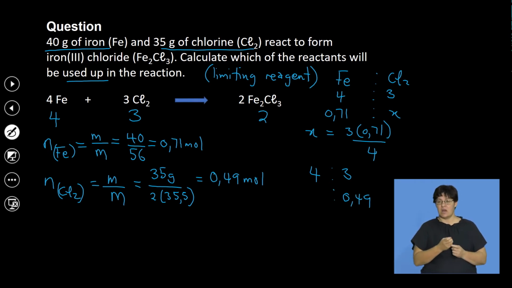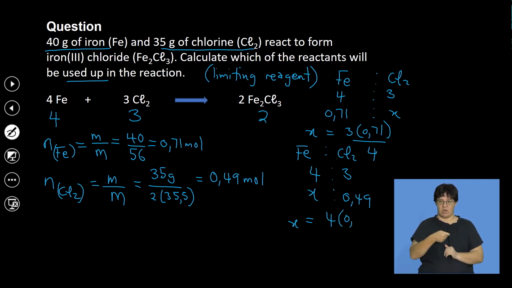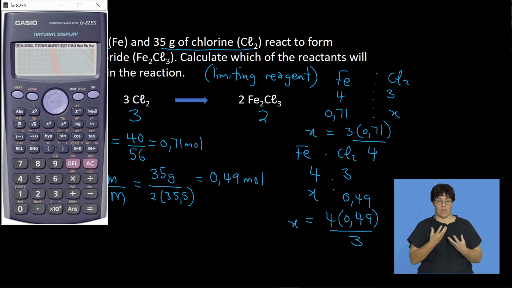And then how much of iron do we need for 0.49? It's still the same ratio, iron is to chlorine, okay? By simple calculation, our X becomes, we cross multiply, 4 multiplied by 0.49 over 3. If we check that on our calculator, we have 4 multiplied by 0.49 divided by 3, okay? Our answer as a decimal fraction is 0.65.